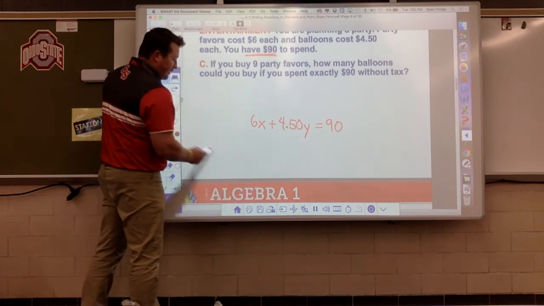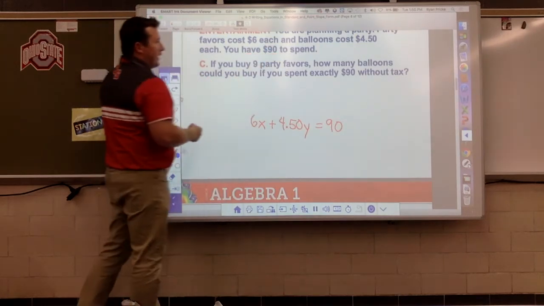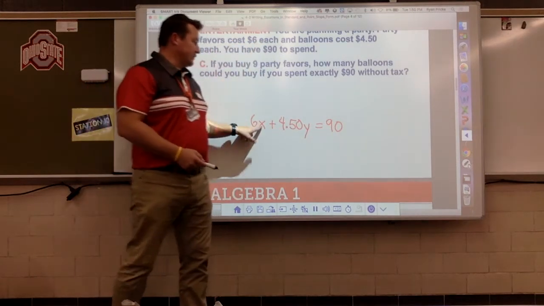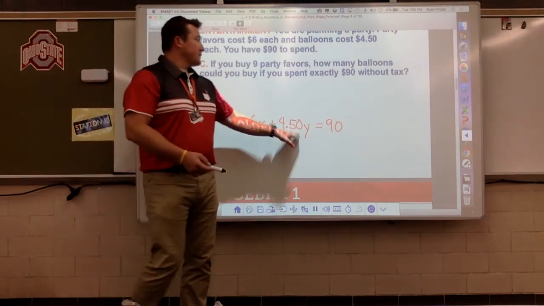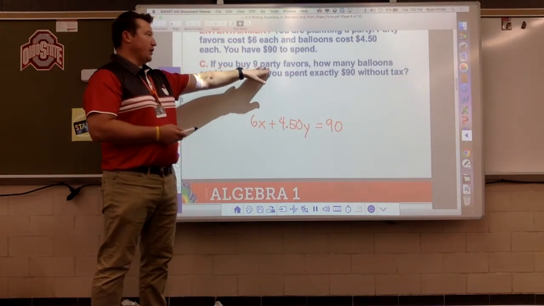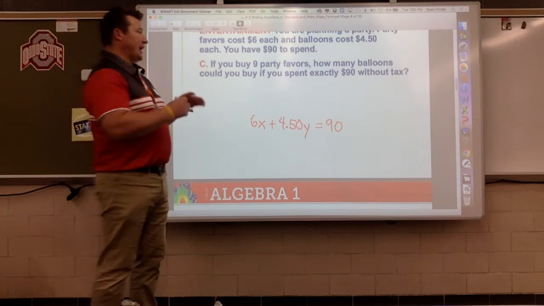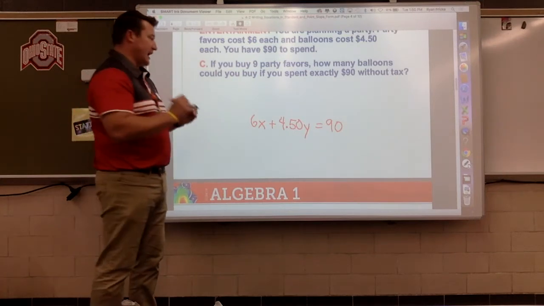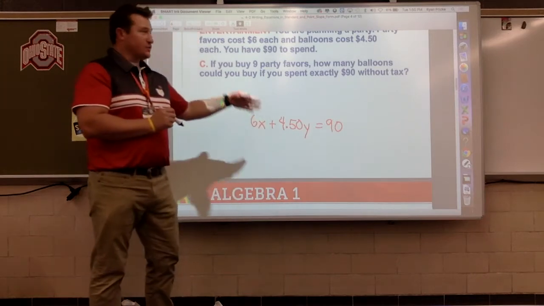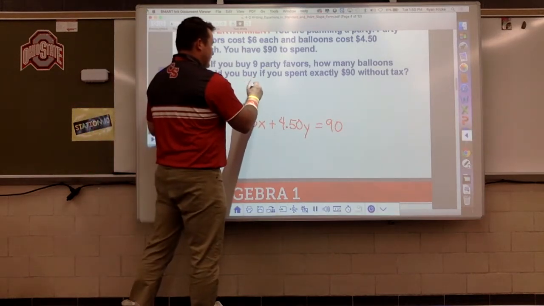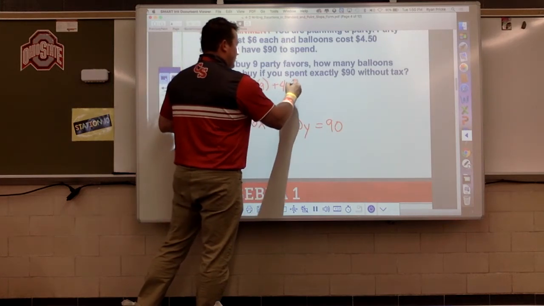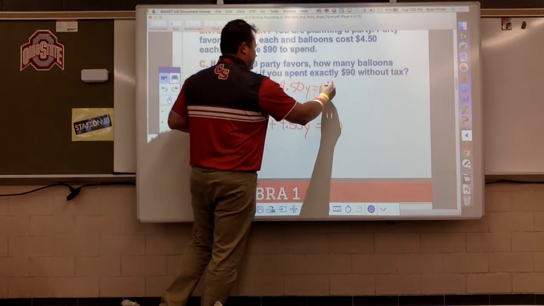So if we have 9 party favors, okay, we got to remember who is which variable. So party favors were $6 each. Okay, how many balloons could we buy? So you bought 9 party favors. How many balloons could we buy if we spent exactly $90? So guys, I just want to replace, right, x with 9 and solve this. So 6 times 9 plus 4.50y equals 90.